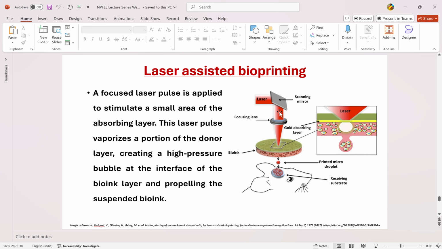So you can see here you are applying a laser and then you have a gold absorbing layer and you have the bioink. So this gold absorbing layer will be stimulated and it will vaporize a part of this gold absorbing layer, and your bio ink droplet, the printed droplet, will drop into the receiving substrate. So here you can see a mouse model in which there is a receiving substrate and your bio ink will vaporize and drop here onto the receiving substrate. So this is your laser assisted bioprinting.